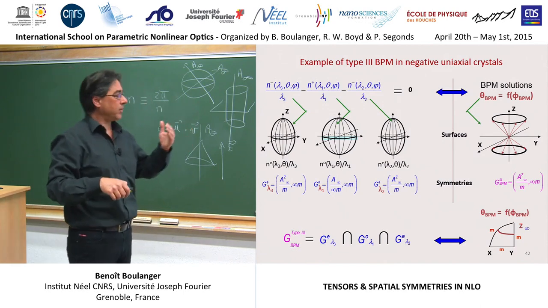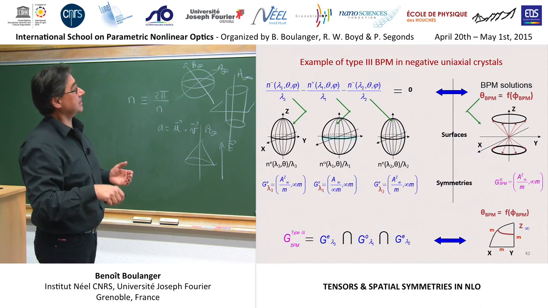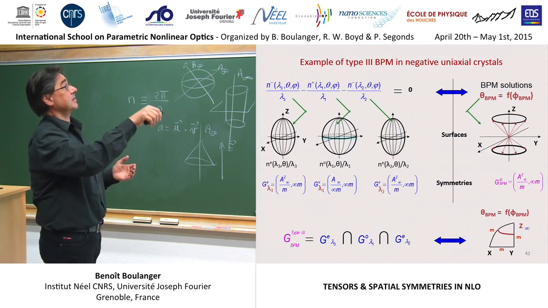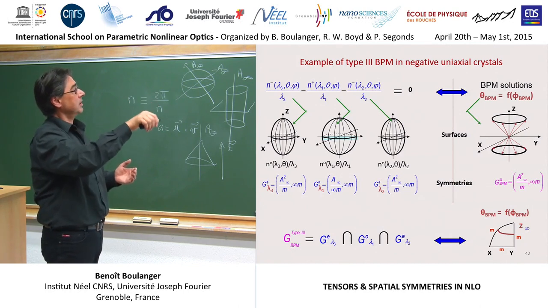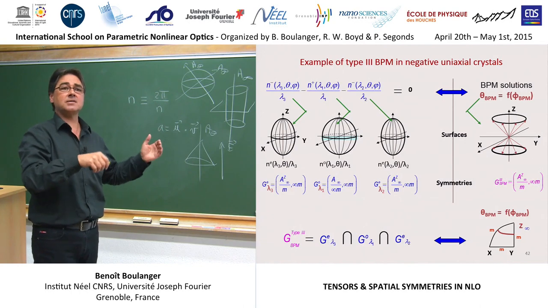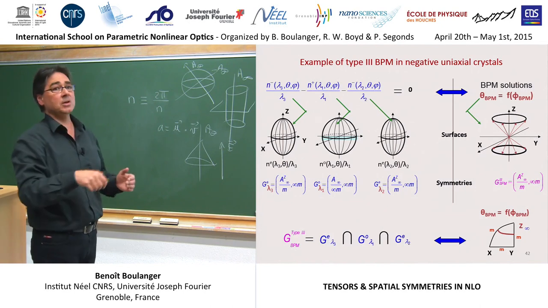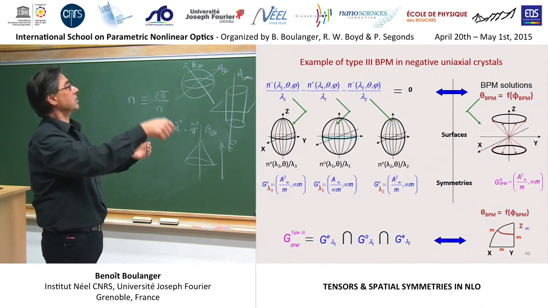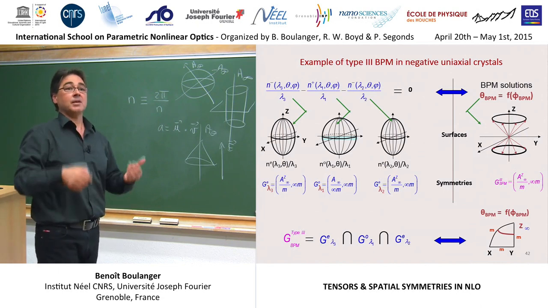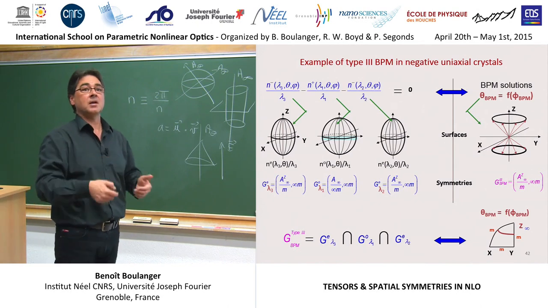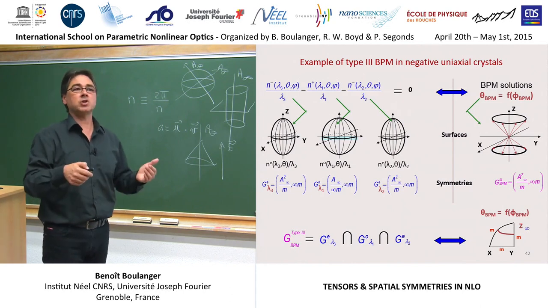And using group theory, you can find that when you have this relation, this equation here, this equation is represented by these objects, these topologies. And if you want to find the topology of the solution of this equation, you have to make this intersection. So it is my proposition to find the symmetry group of the solutions of such equations.